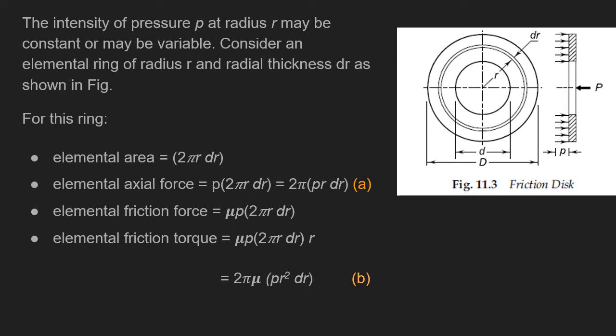Alright. Now, rearranging, if you take the constants outside, you will get 2 pi mu into p r square dr, right? Which I will name as equation B. Right? Therefore, you have got the equation for torque at the elemental ring. So let's move on to the next slide.